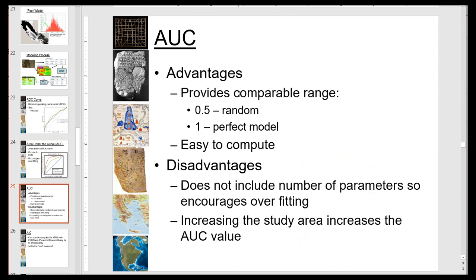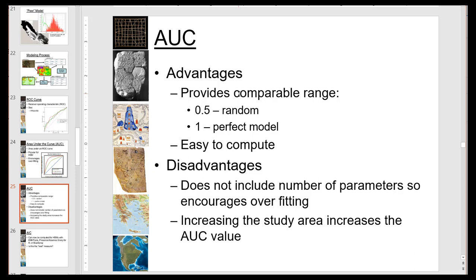Now the advantage of this is it's a really nice measure as far as the numbers go. 1 is a perfect model, 0.5 is random. It's relatively easy to compute, so in that way it's nicer than AIC. Now the problem is it doesn't include the number of parameters, so it encourages overfitting.